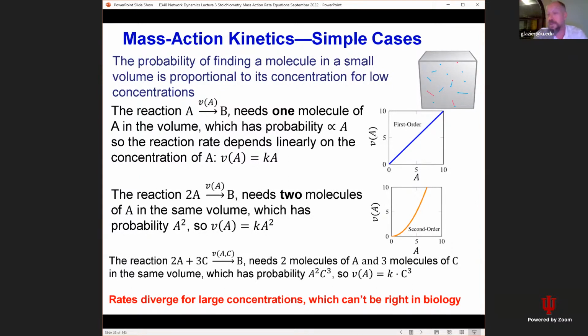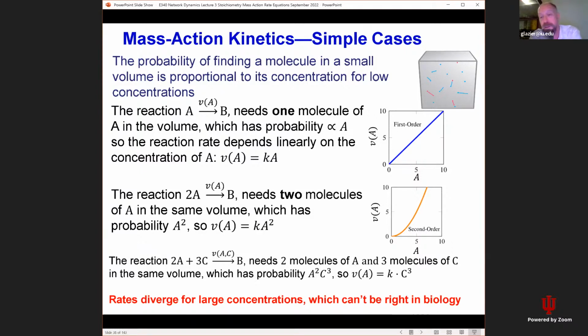But the probability that we find one molecule in a volume, assuming that the molecular density is low, is proportional to concentration. The probability we find two molecules in that volume goes like the square of the concentration, assuming that the molecules don't take up any space. So if our reaction volume is large compared to the physical volume of our molecules, then that's reasonable, and the probability of having two in that volume goes like the square of the density.